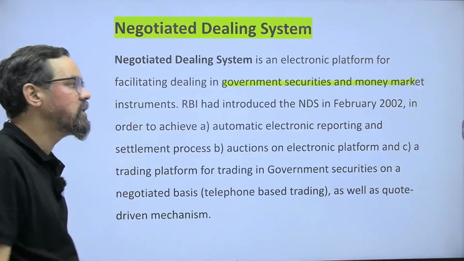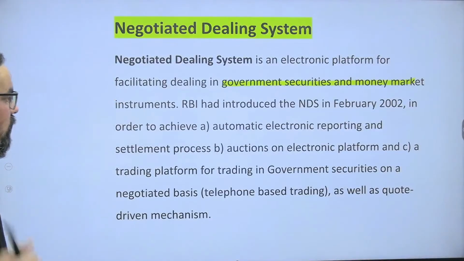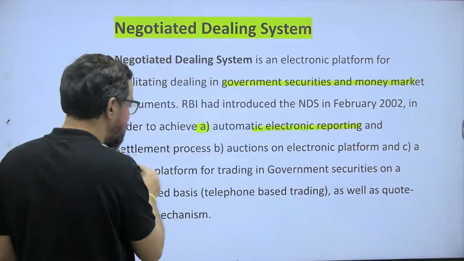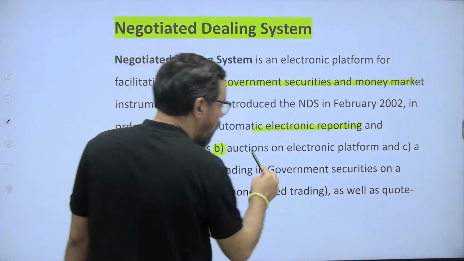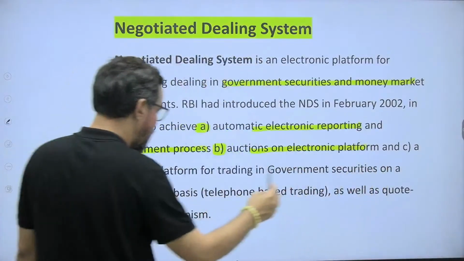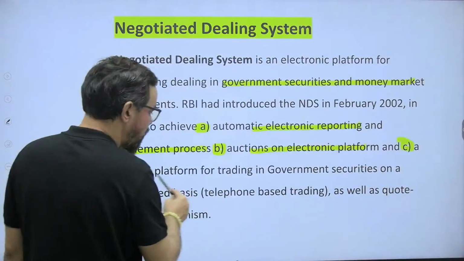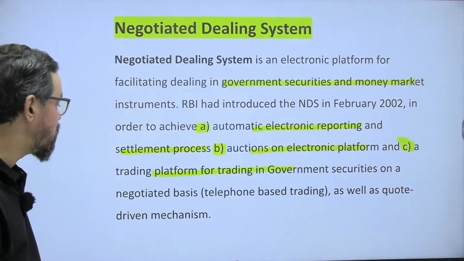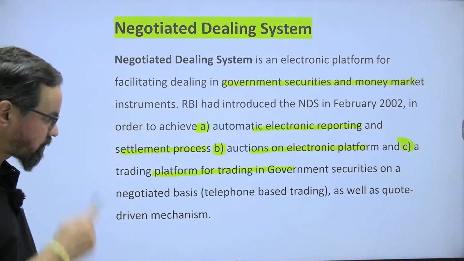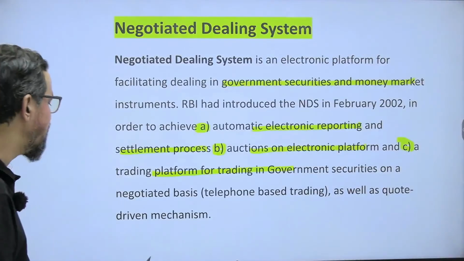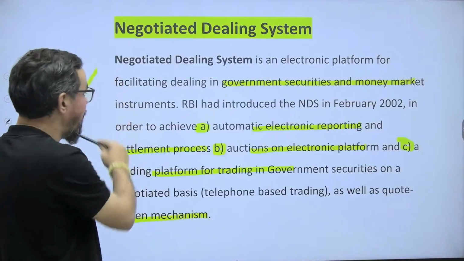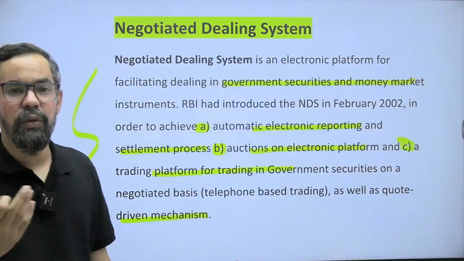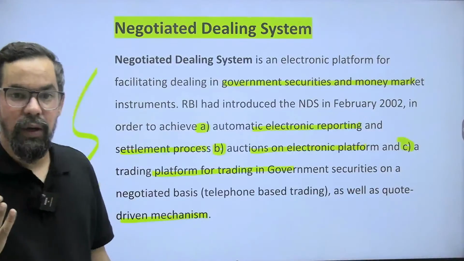RBI introduced NDS in 2002 in order to achieve automatic electronic reporting and settlement process, auction on an electronic platform, and a trading platform for trading in government securities on a negotiated basis, telephone based trading as well as code driven. Like we have different softwares, let's say when we trade through Odin in BSE and all, that kind of software.